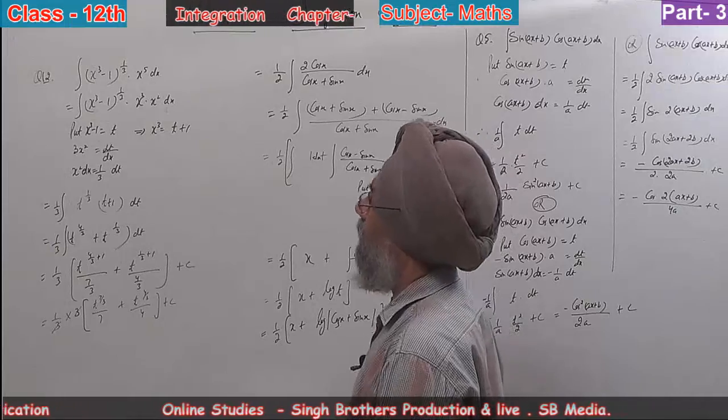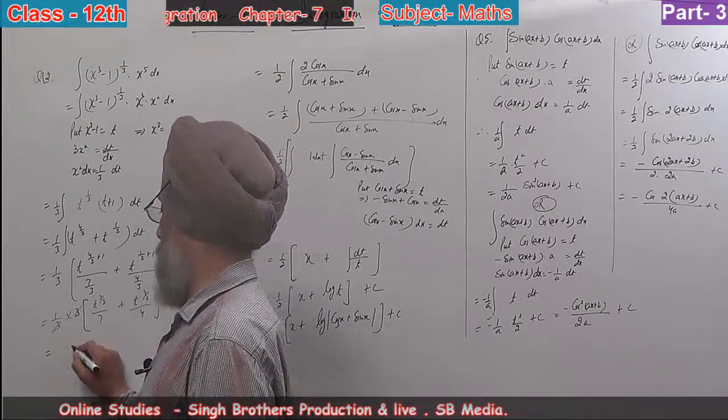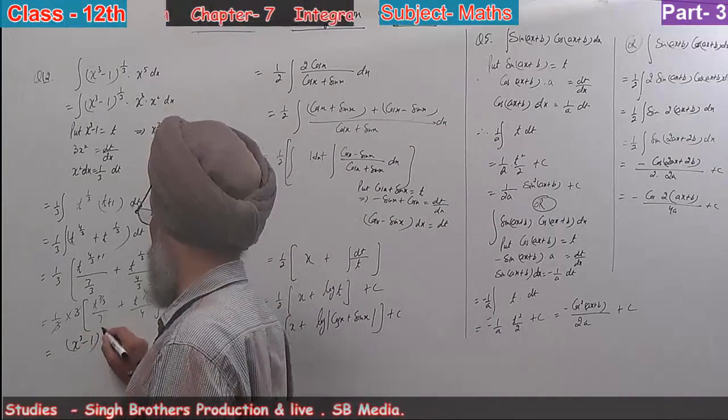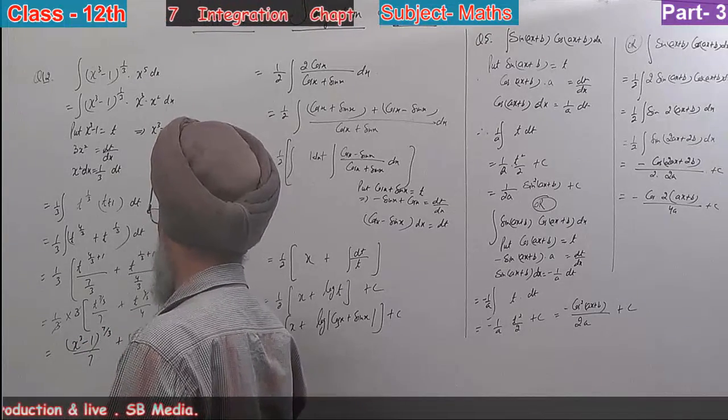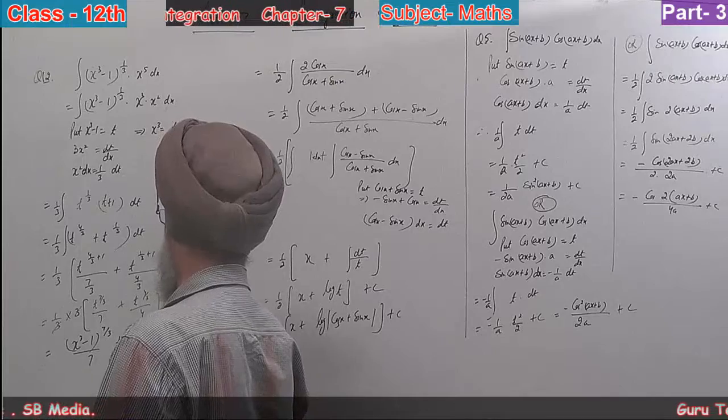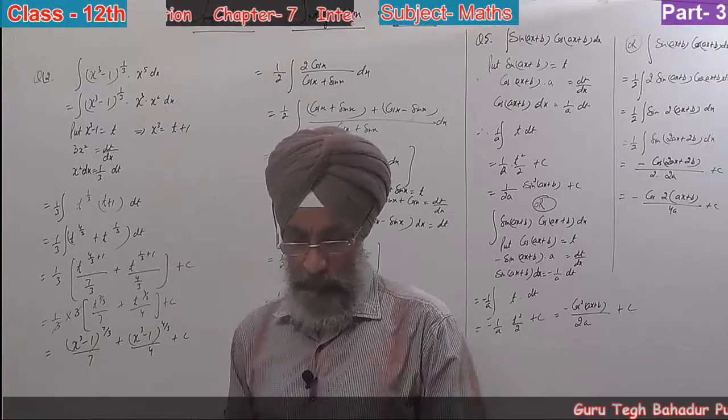Resubstituting the value of t, which is x³ − 1, it gives you (x³ − 1)^(7/3) and (x³ − 1)^(4/3). Clear?